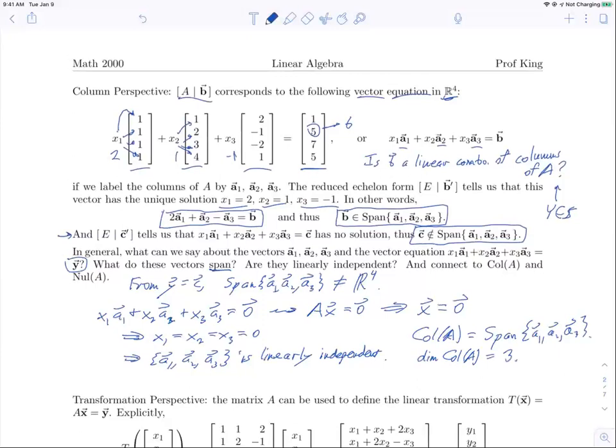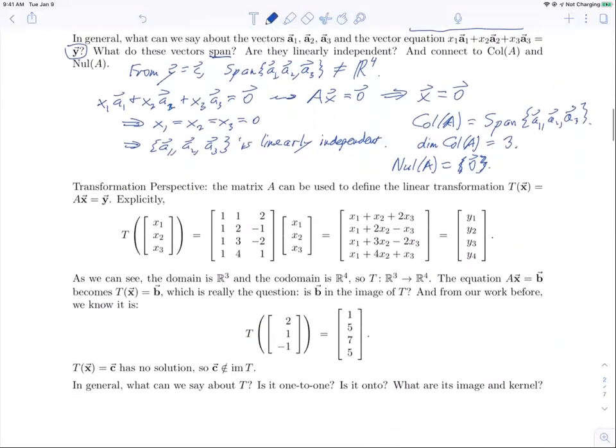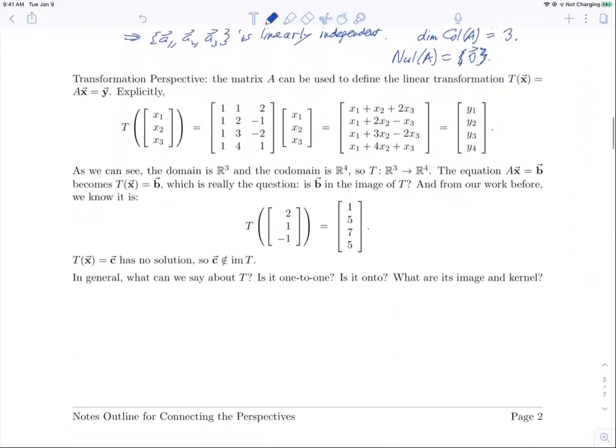Okay. And then the null space is the set of homogeneous solutions, right? This connects back to what we just said, where we looked at Ax equals 0 and said that's only the 0 vector. So we know the null space is just the 0 vector. We know the column space is some three-dimensional subspace of four-dimensional space. Okay, so that's the column perspective. You can pause and go back over this stuff if you need to, but the third perspective is the transformation perspective.